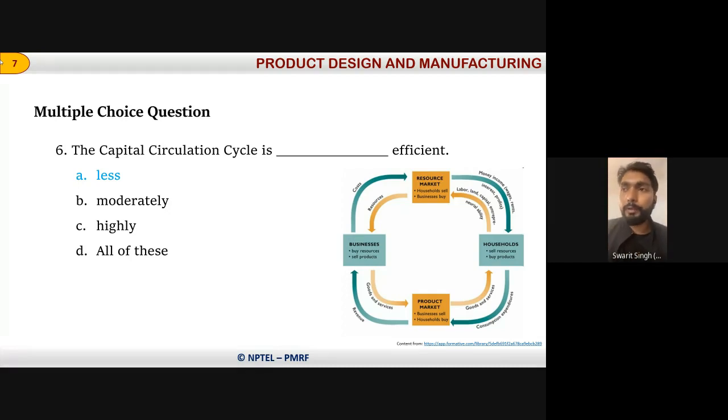So this is how the product evolved, and a new product, a new thing came in the market and we used to use it. So this cycle, yes, it is always a less efficient cycle.